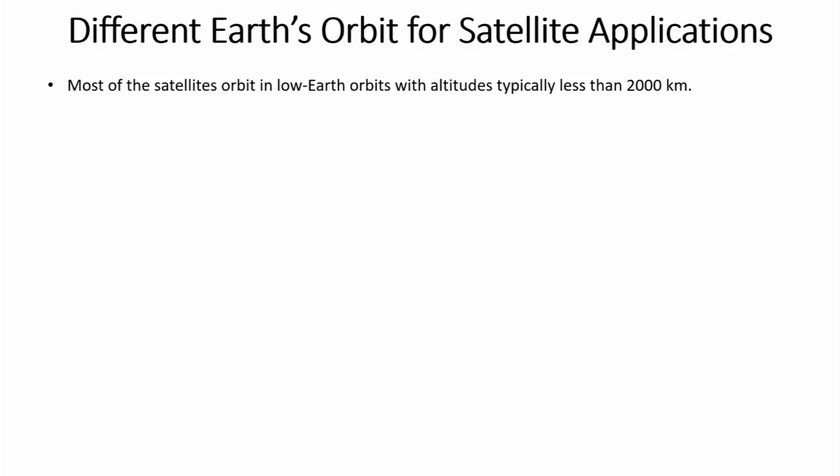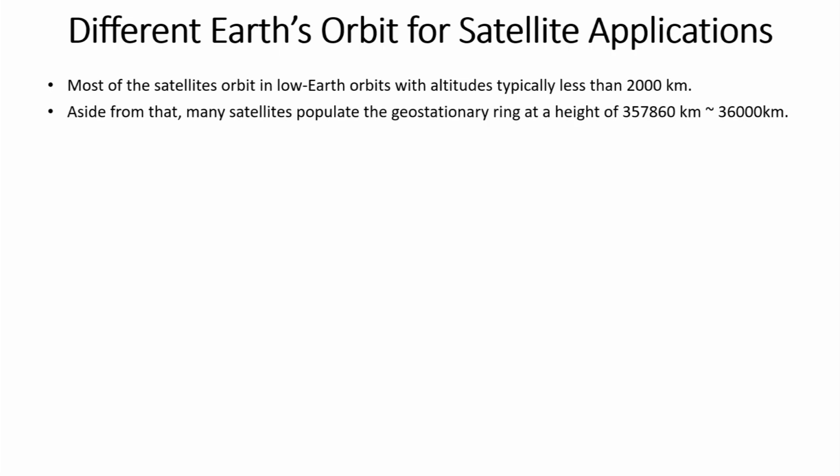Most of the satellites orbit in the low Earth orbit, whose altitude, that is the height of the satellites, is typically less than 2000 kilometers. When I say 2000 kilometers, I mean this is a circular orbit. Apart from this, there is the orbit which is called a geostationary orbit. We will discuss why it is called geostationary. There the altitude of the satellite is around 36,000 kilometers. Precisely, if you calculate it, it will come to 35,000, so let me correct that.